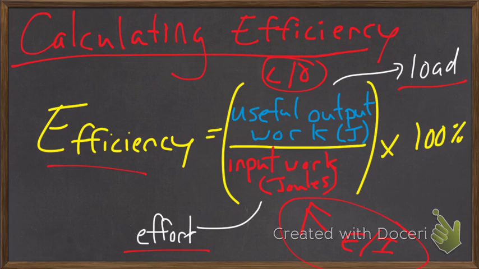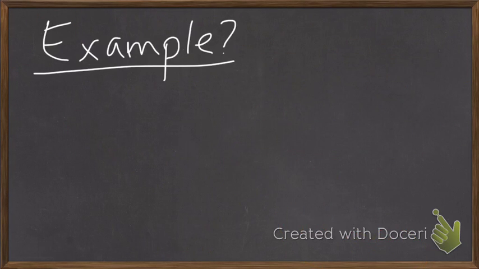So efficiency can either be equal to useful output, which is your work in joules, divided by your input work, also in joules, or your load divided by your effort, all multiplied by 100. Sounds a little confusing, but it's really easy. Let's do a quick example. Let's get some numbers in here as well.